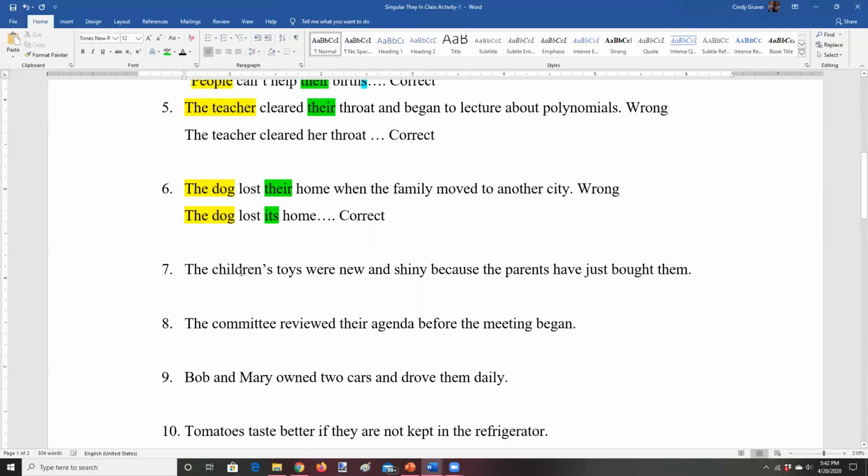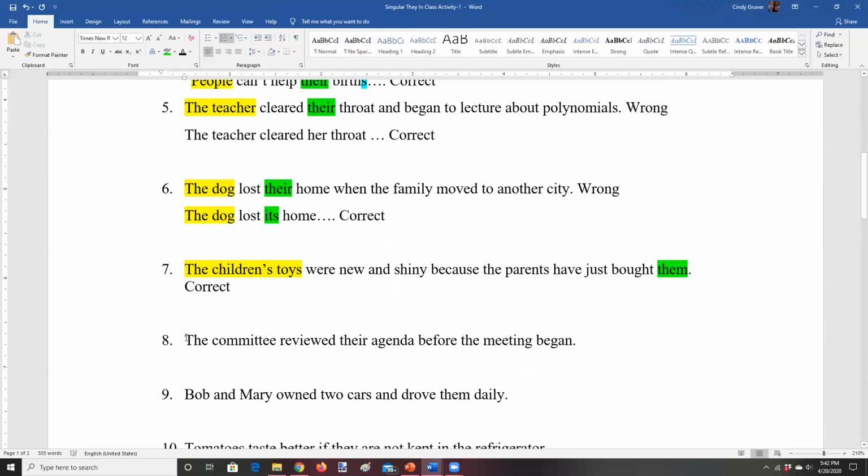The children's toys, that's our antecedent. You can see it's plural because it ends with an S. Were new and shiny because the parents had just bought them. So this is, of course, plural, plural, and plural, so we're good to go. This is a correct one.